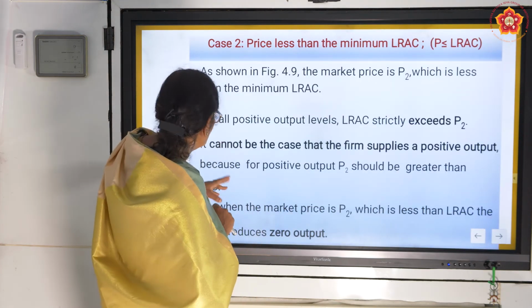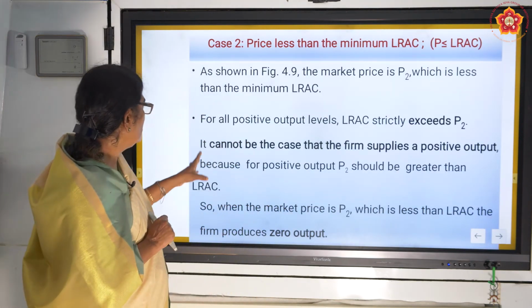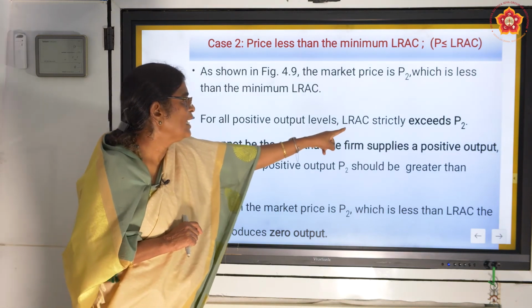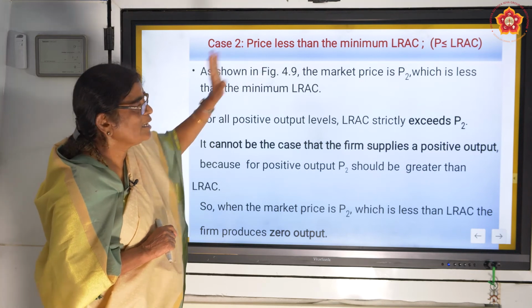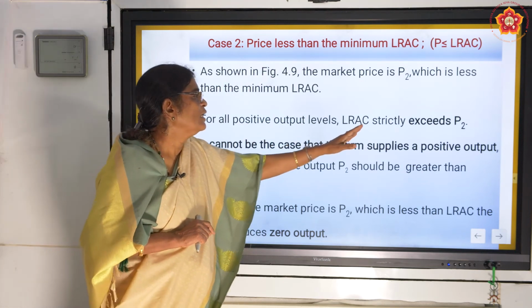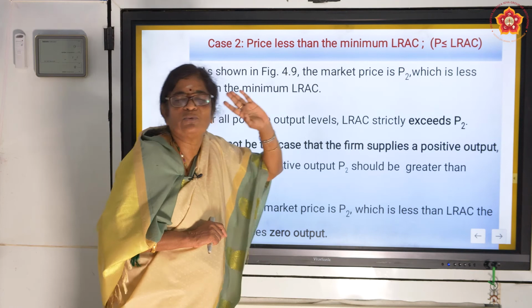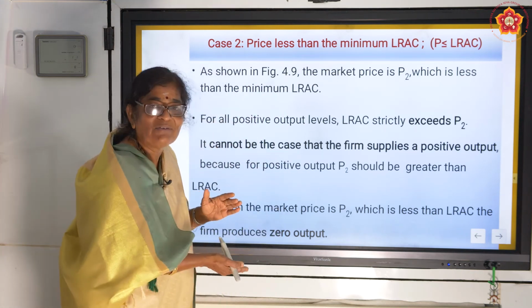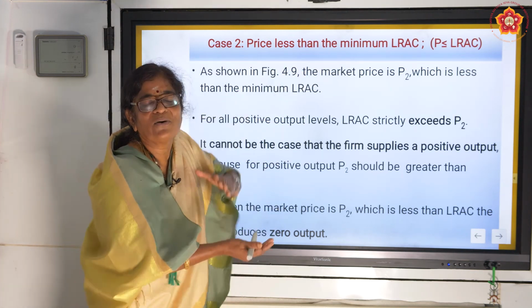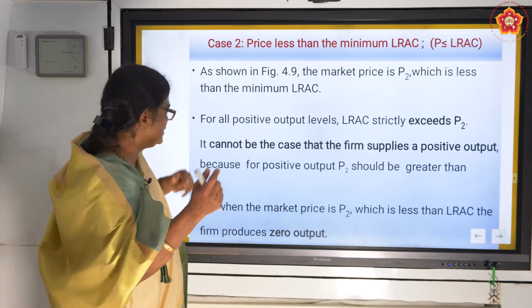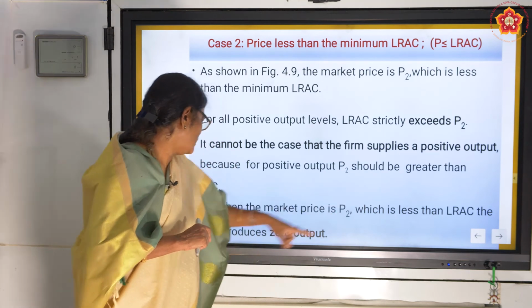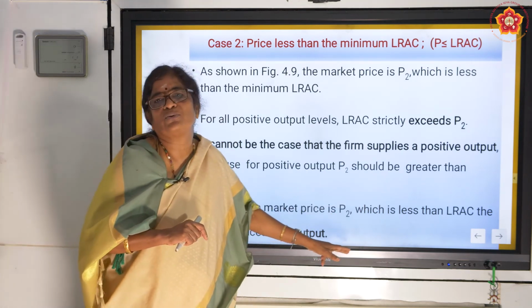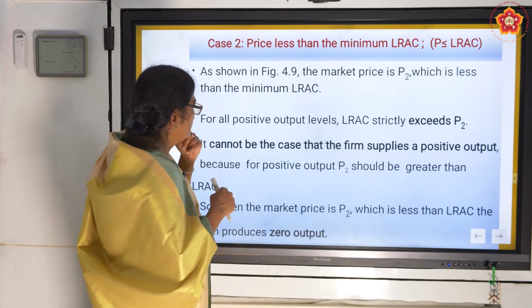Now let us see case 2. For all positive levels of output, LRAC strictly exceeds P2. What we have seen is that P2 is at the bottom, and the AC curve is above it. Therefore, AC exceeds P2. Therefore, when P2 is less than LRAC, the firm produces zero output. That also I have explained to you.